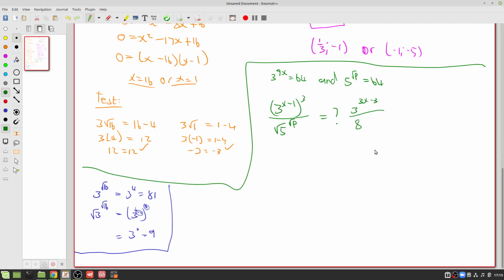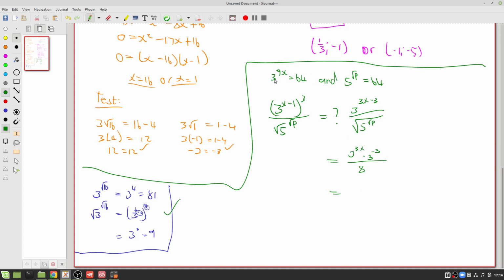Okay, well let's write a few extra steps. Let's say it's the square root of 5 to the root p. Okay, we just proved that over here, right? With using some numbers. Okay, now here we can split up the top part. So 3 to the power 3x times 3 to the power negative 3. And at the bottom, here we already know that is the square root of 64. So that is just 8.